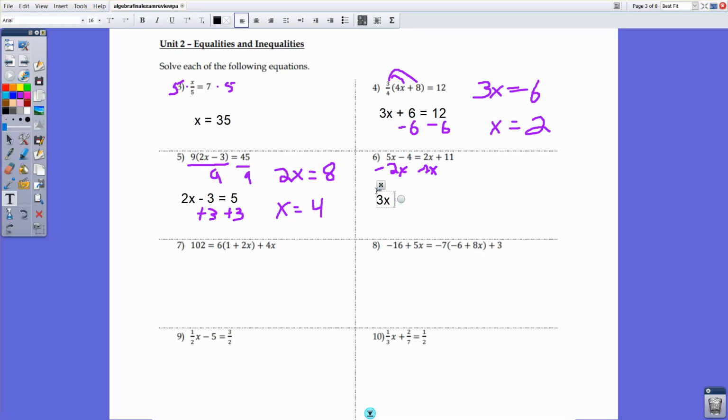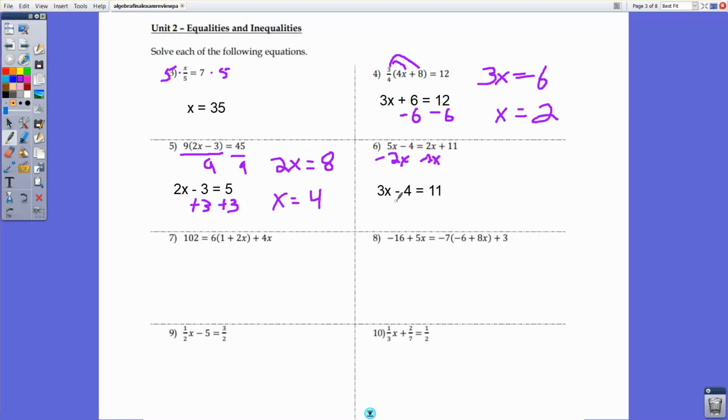So in this case, you're going to have 3x minus 4 equals 11. And then the same steps that would apply here. This is just a regular two-step equation once you've done that. So we'll add 4 to both sides. That will be 15, and then 3x equals 15, which means x would equal 5. All right, and then again, plug it in to make sure that it works.